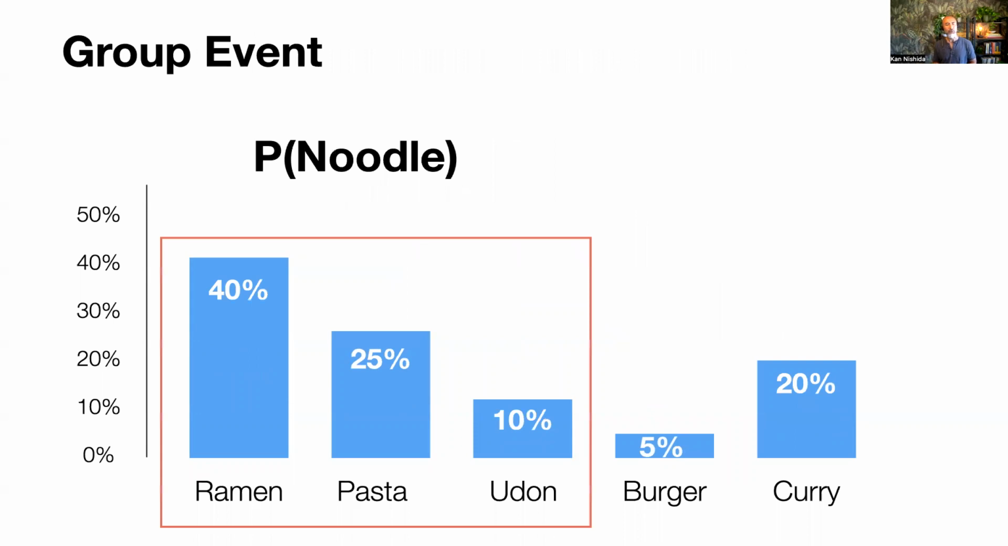And there's something called group event. So let's say the probability of me eating noodles at lunch. And what is that probability? What's the chance of that?